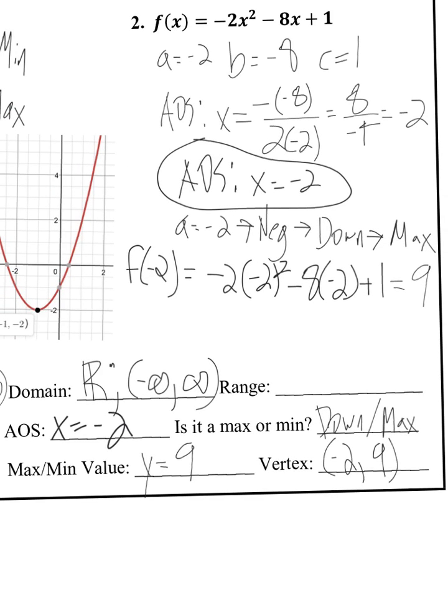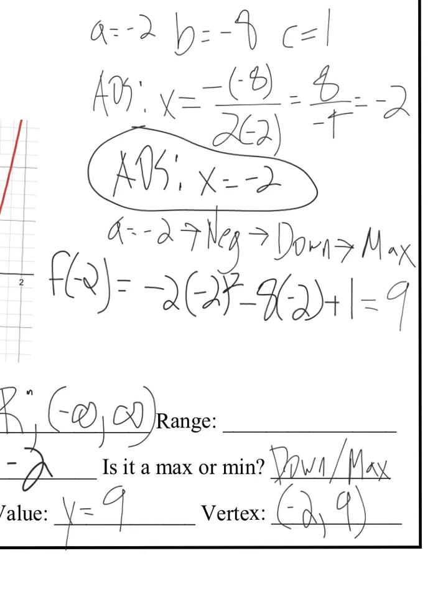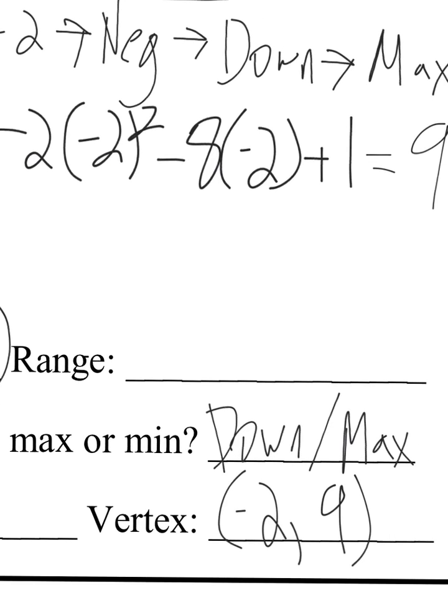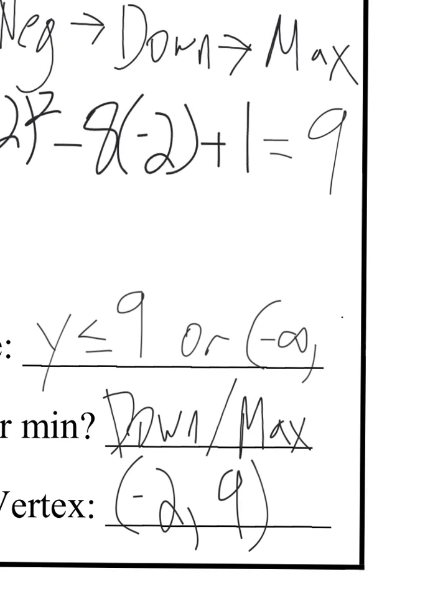Now the range, I have a maximum value, and I know the graph's opening down. So that means I'm going to have y is less than or equal to, if it's going down. And then what's your max value? 9. See? So I didn't need the graph of that at all. You could also write it as -infinity in parentheses to +9, the highest value, in a bracket.